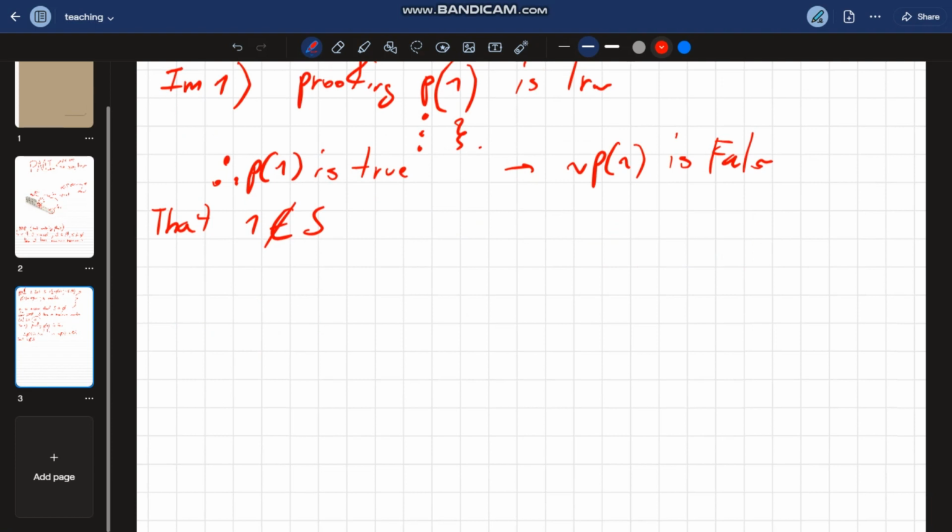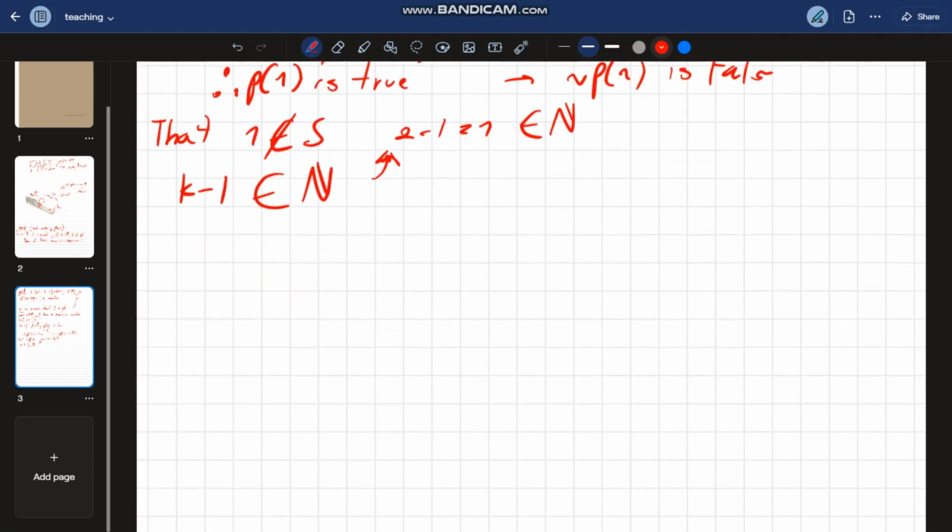Since 1 is not in S, k is at least 2, so k minus 1 is in N. For example, 2 minus 1 is 1, and that is in N. So k minus 1 is in N, and we know k is in S and k is the minimum. That means k minus 1 is not in S, because k minus 1 is less than k.